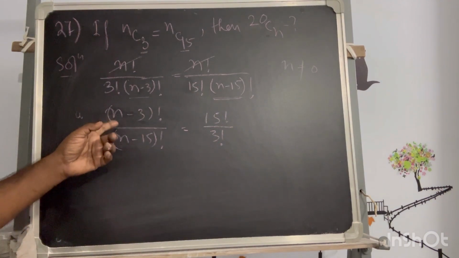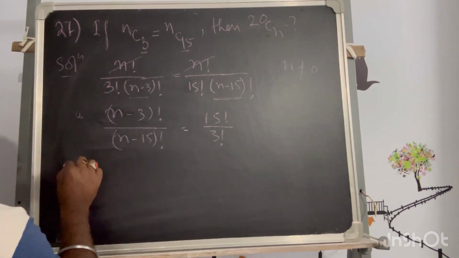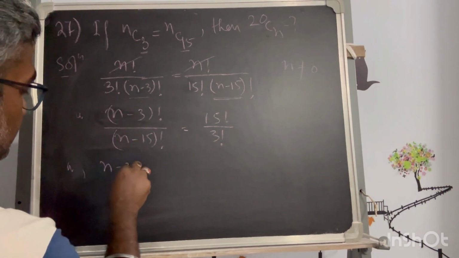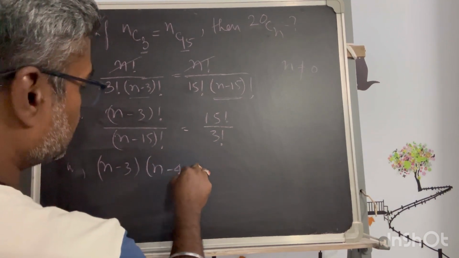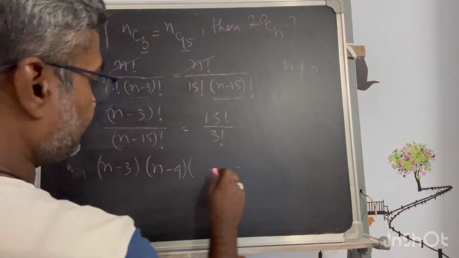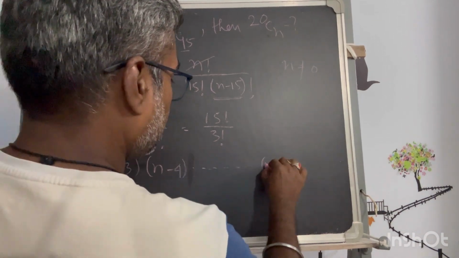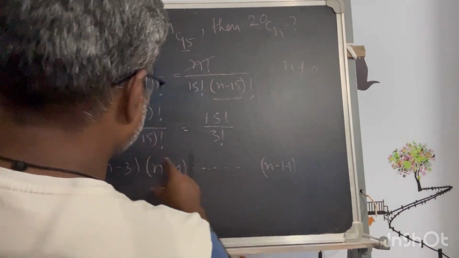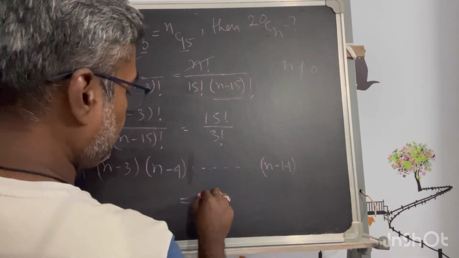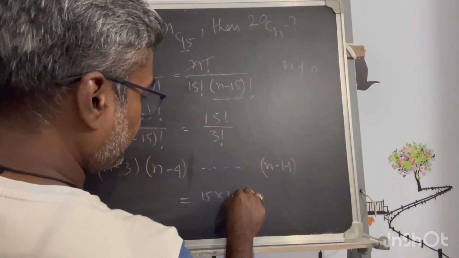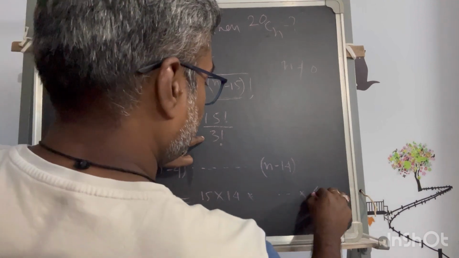Now how will this be true? To understand that, I will expand from n minus 3, then further reduction by one, n minus 4, like that till n minus 14, because the next one, n minus 15 factorial, will be cancelled out. On the other side it will be 15 into 14 and so on. The end term will be 4, as 3 factorial will be cancelled.